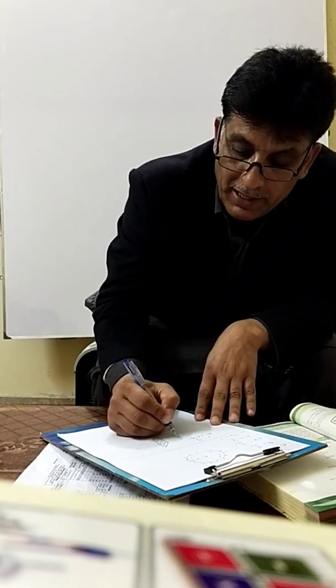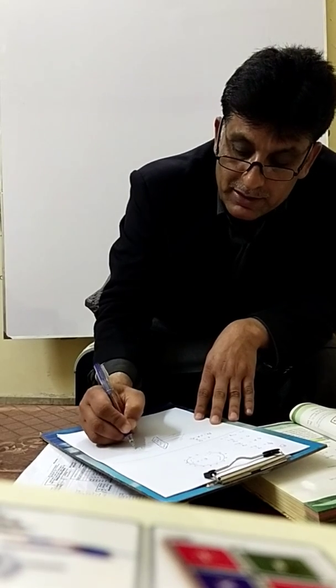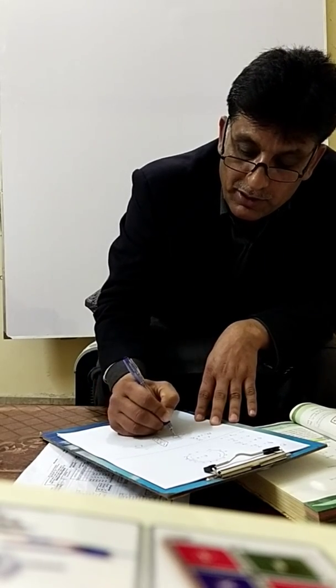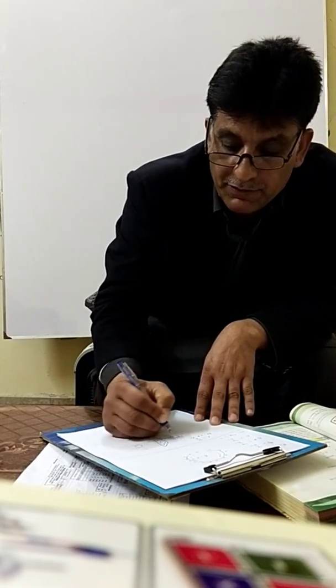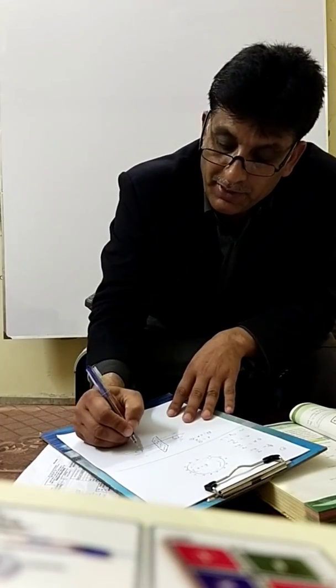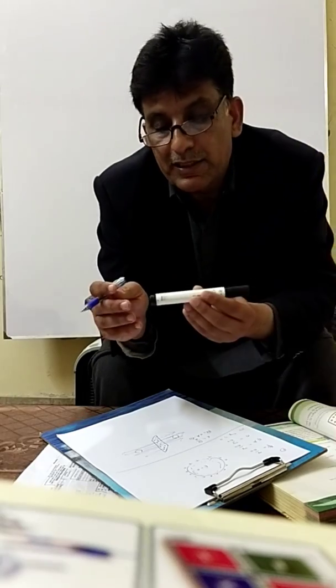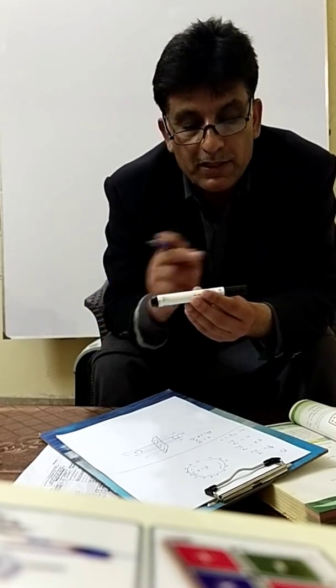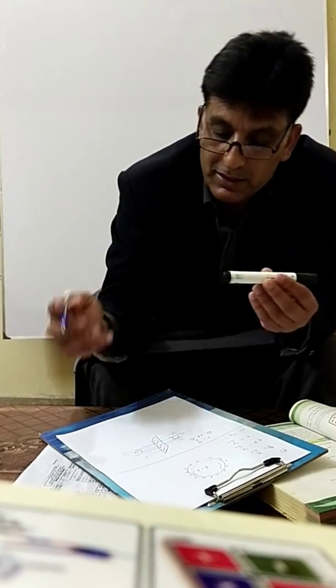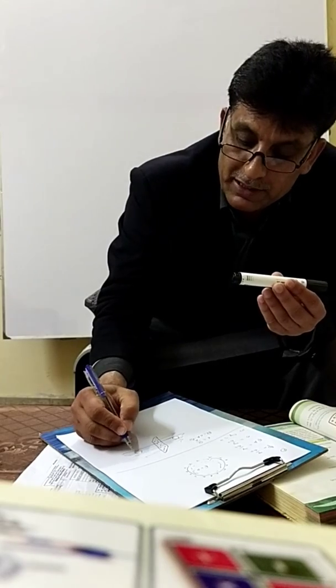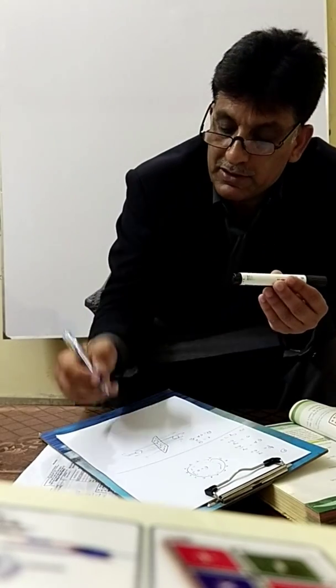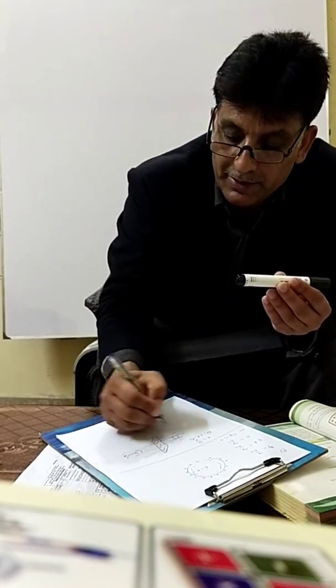In order to apply Gauss's law, let us consider a closed surface, a Gaussian surface in the form of a cylinder. A cylinder has three surfaces, two planes, this one and this one, and one is curved. So for these two surfaces, E and A are parallel.